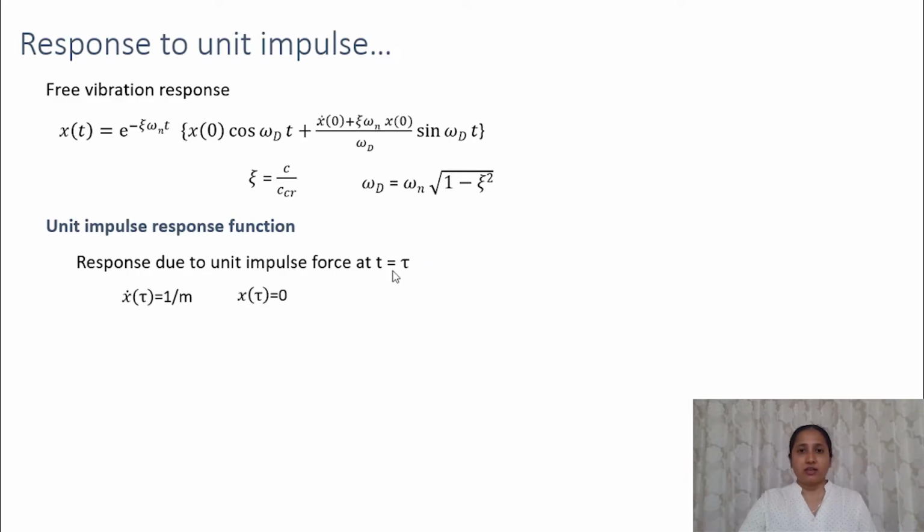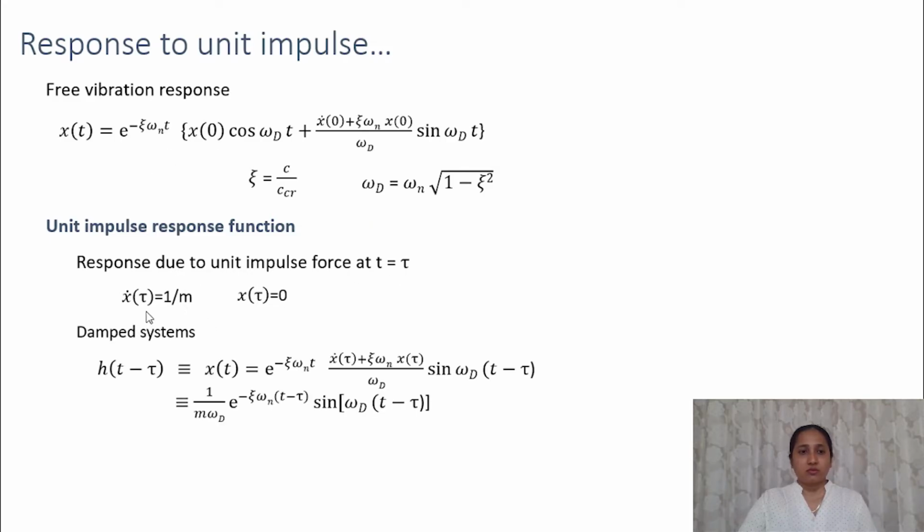So we just learned that when we apply a unit impulse to the single degree of freedom system, it is equivalent to an initial velocity given to the system, and that initial velocity is equal to 1 by m, and that initial displacement is equal to 0. The impulse is acting on the body at time equal to tau. So we have x dot tau and x tau known to us.